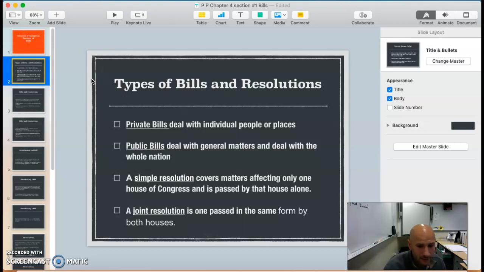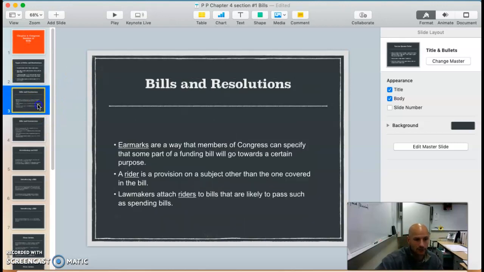So a bill passed in the House and then the Senate is a joint resolution. One house passing it is a simple resolution. Next, bills and resolutions, earmarks.